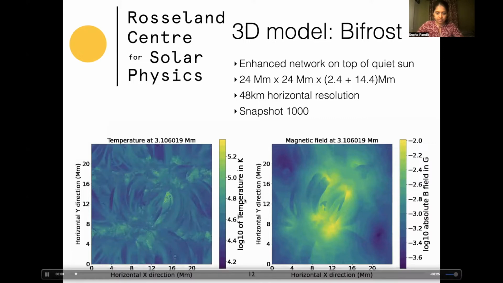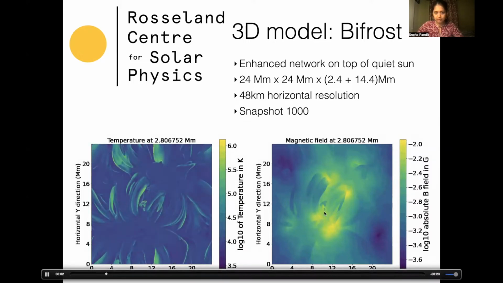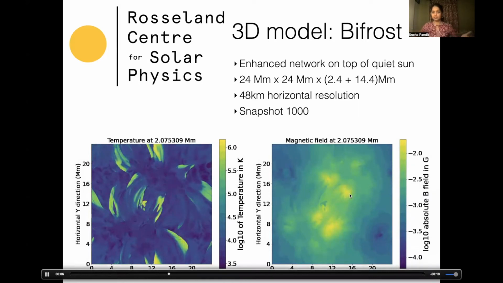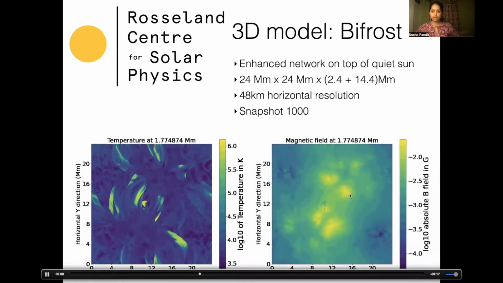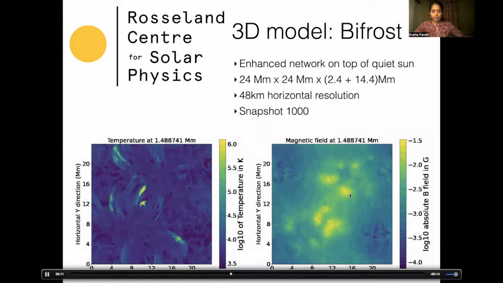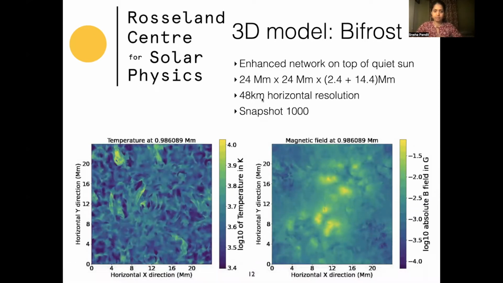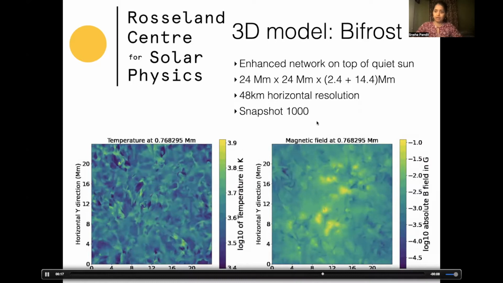Now, if we see this movie, this is temperature and this is absolute magnetic field. We see first the loop, then the magnetic foot points, and eventually the photospheric granulation. The resolution is 48 kilometers in the horizontal direction. And I have used snapshot number 1000 in my study.